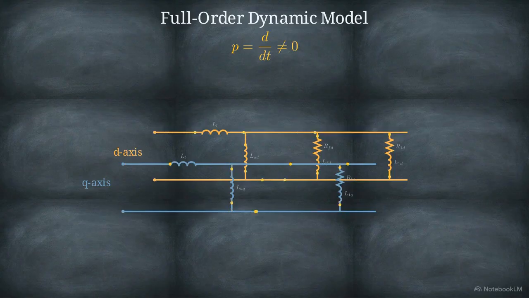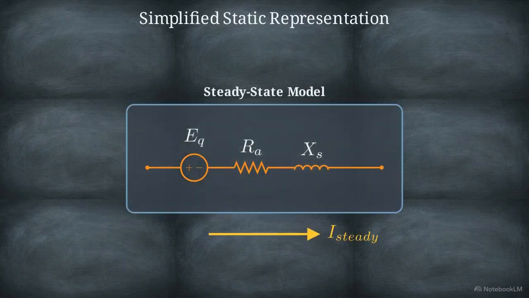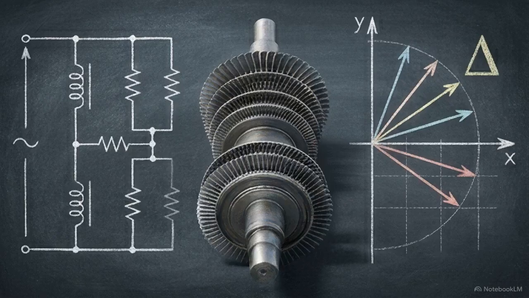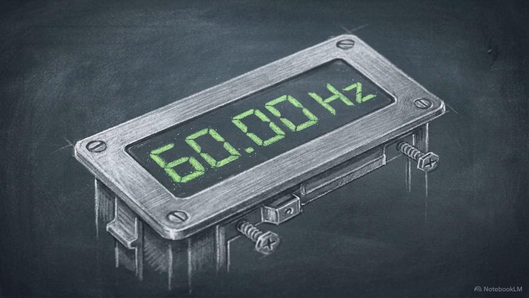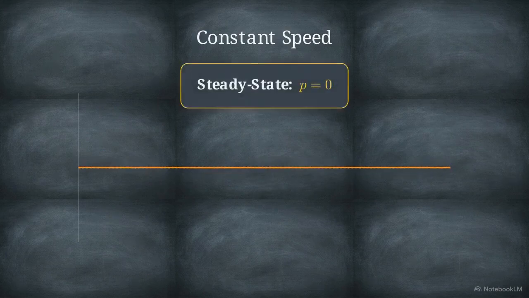For steady-state operations, engineers must mathematically collapse this dynamic web into a static representation without losing the core data that defines the generator's power output. We start with the assumption of equilibrium. The generator's rotor speed is constant and locked to the grid frequency. At a constant speed, the system is not oscillating.